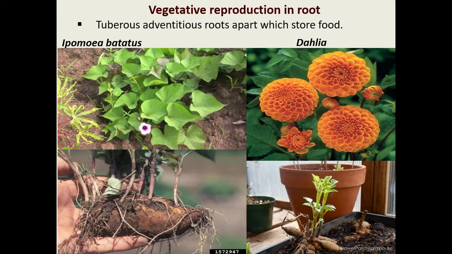Next, vegetative reproduction in roots, for example Ipomoea batatas and Dahlia. Apart from their other functions, stored roots produce a new plant, for example Ipomoea batatas. See that it is a tuber of Ipomoea batatas. It produces enormous roots and several plant branches, and after separation, each can produce a new individual. That is what we call vegetative reproduction in roots. As in Dahlia, you see here the flower of Dahlia. Plantlets are produced from its tuber, the stored root, where the new plantlet is produced.